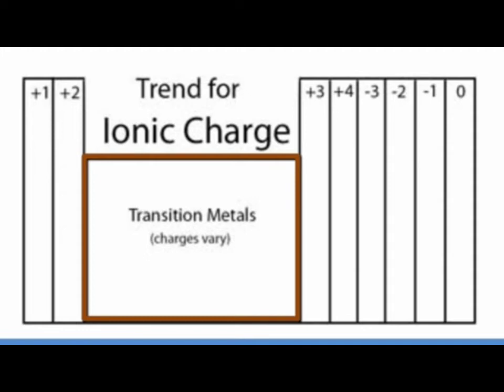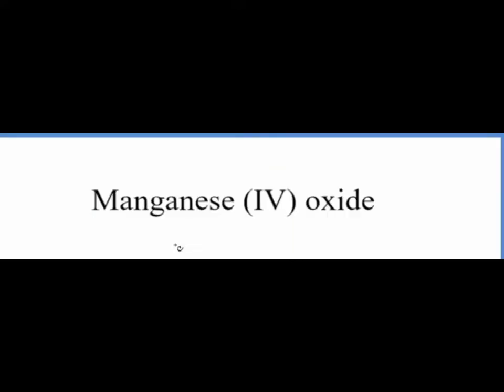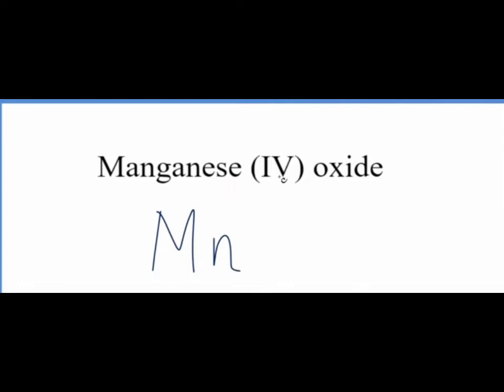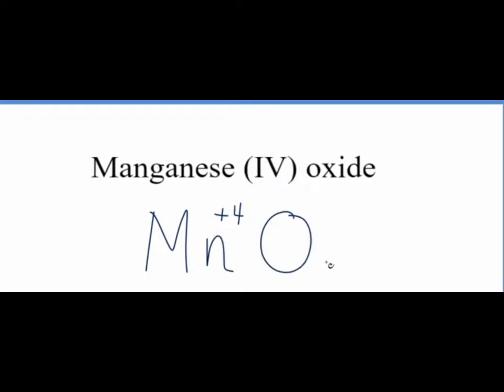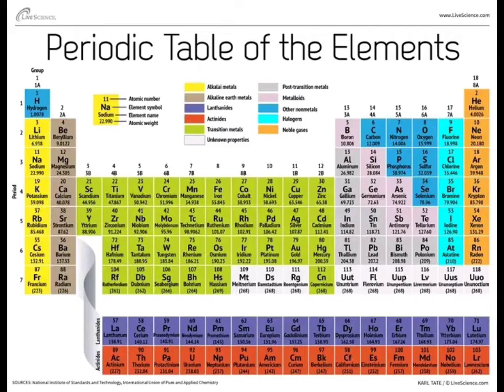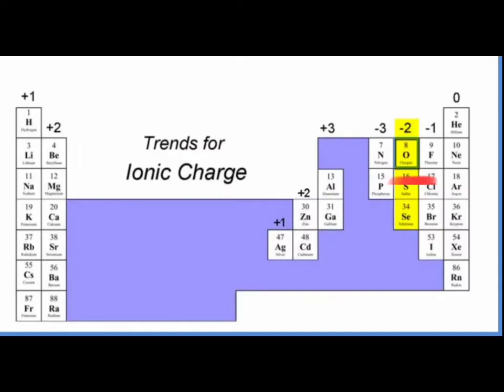Another example of transition metals, and let's write its formula: manganese(IV) oxide. Let's write the symbol and charge. Take note, we know this is a transition metal because we have the Roman numeral in here. The symbol for manganese is Mn with a plus 4 charge, and oxide with symbol O. We will look at the periodic table again. Oxygen has a minus 2 charge.